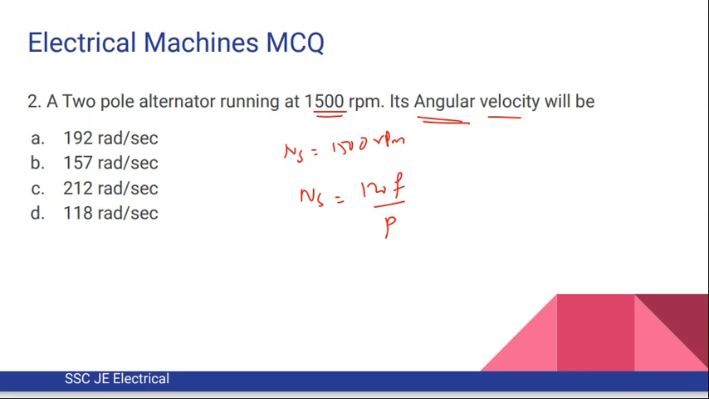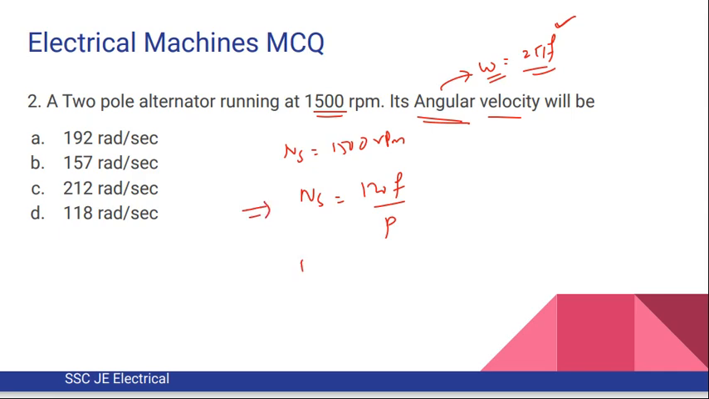So before that, what we have to calculate is the angular velocity. Angular velocity is nothing but what? ω equals 2 pi f. We have to calculate the frequency. Here frequency is not given, so we have to calculate the frequency so that we can calculate the angular velocity.